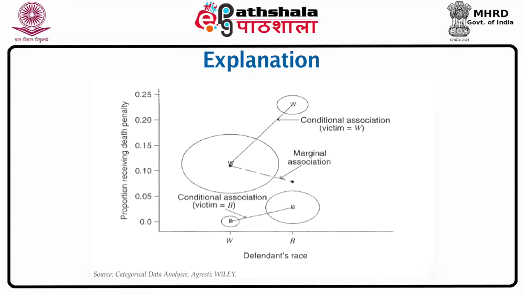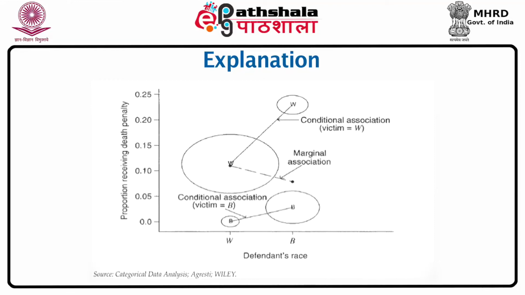So if we look at the conditional association for the case where the victim was white, we compare the 2 points marked by W, and we conclude that black defendants are more likely to be awarded the death penalty. So looking in this direction, the association we can say is positive. Similarly, if we look at the conditional association when the victim was black, then we connect these 2 points, and again the association we can say is in the same positive direction.